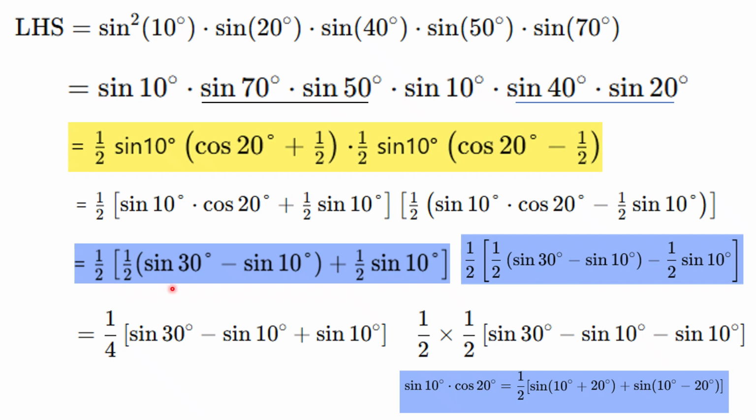Now let us simplify this by taking 1 by 2 common. When you take 1 by 2 common in the first term of the product, we have 1 by 4 outside and sin 30 as it is here minus sin 10 plus sin 10 in the first term of the product. And we have 1 by 2 into 1 by 2, that is we are taking 1 by 2 outside the bracket in the second term of the product. So we have 1 by 2 into 1 by 2 here and sin 30 minus sin 10 minus sin 10 again.